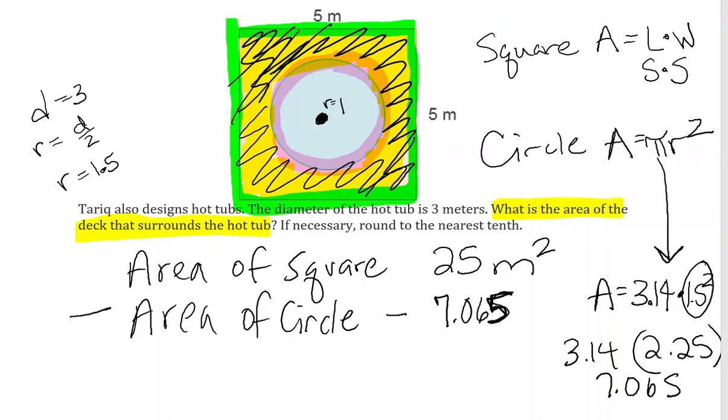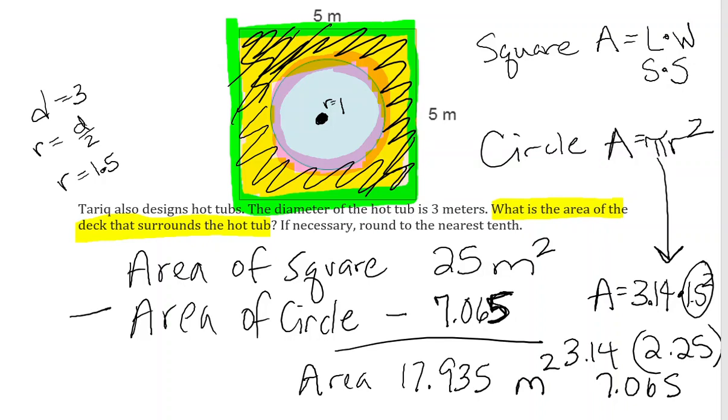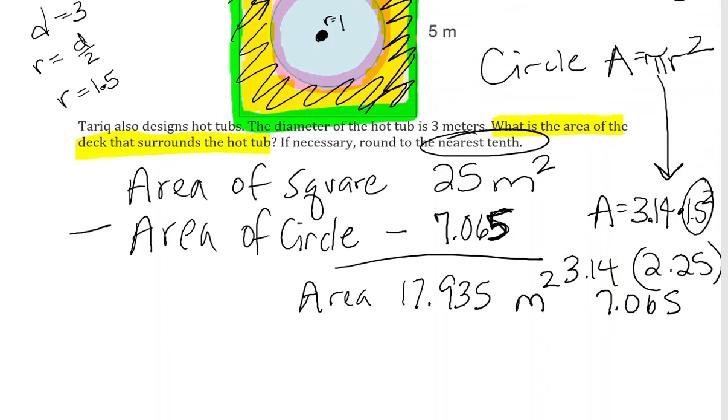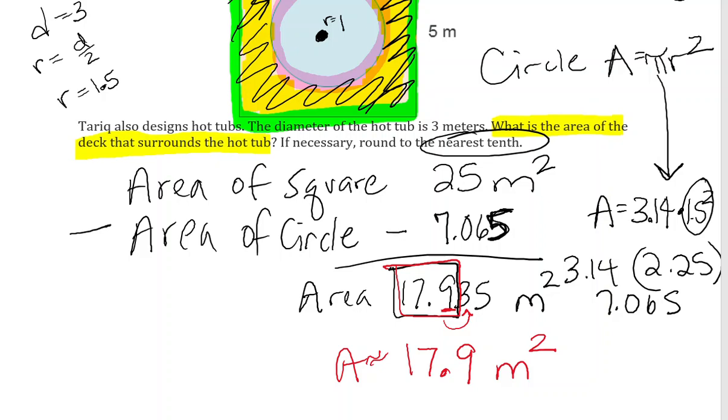So when I subtract 7.065 from 25, I get the area of 17.935 meters squared. If necessary, round to the nearest tenth. If we're rounding to the nearest tenth, that means we want 1 decimal place. So we only want 1 decimal place to the right of the decimal. Look to the right. If it's 5 or more, this would go up. If it's not 5 or more, it stays the same. So my answer would be the area is approximately 17.9 meters squared.